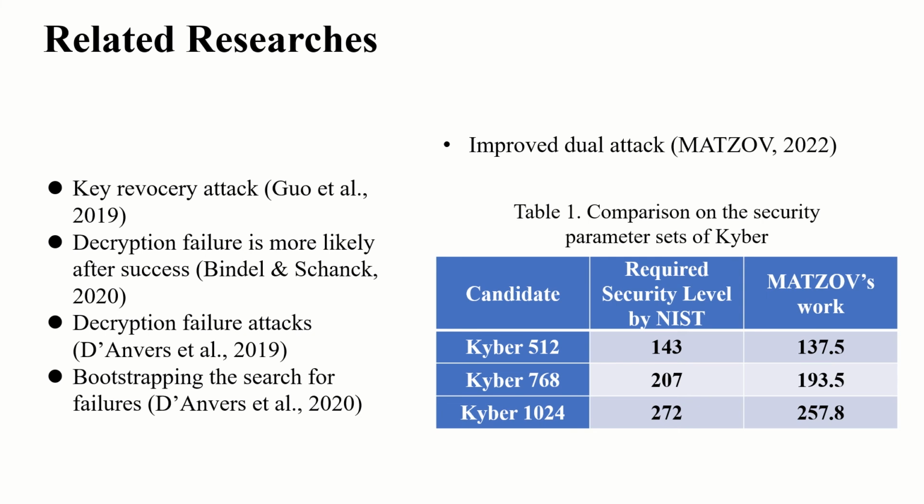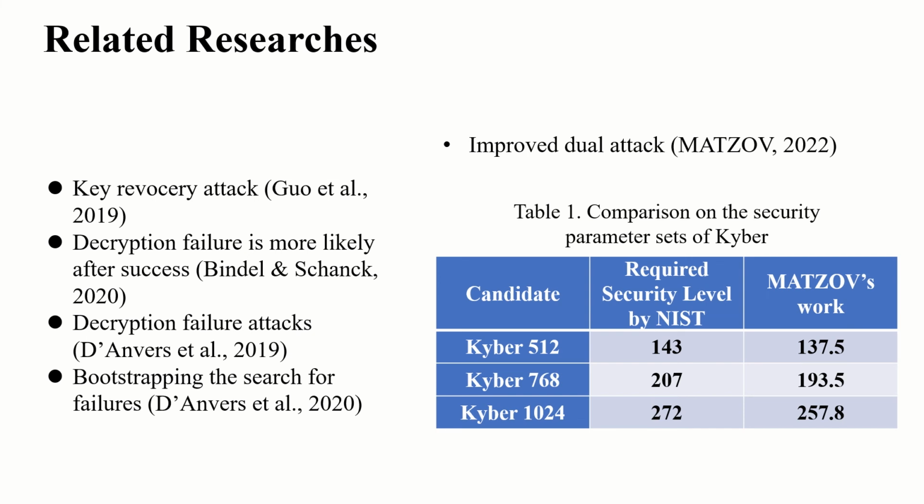Danvers et al. showed the effect of decryption failure on the security of lattice-based encryption schemes, and they attacked many NIST candidates' encryption schemes. The results show that the attack will significantly reduce the security of lattice-based encryption schemes with a relatively high failure rate. In April 2022, Matzov proposed an improved dual attack based on Guo and Johansson, which is more efficient than the primal attack, as shown in Table 1. Matzov's work shows that the security level of Kyber is lower than the level required by NIST.